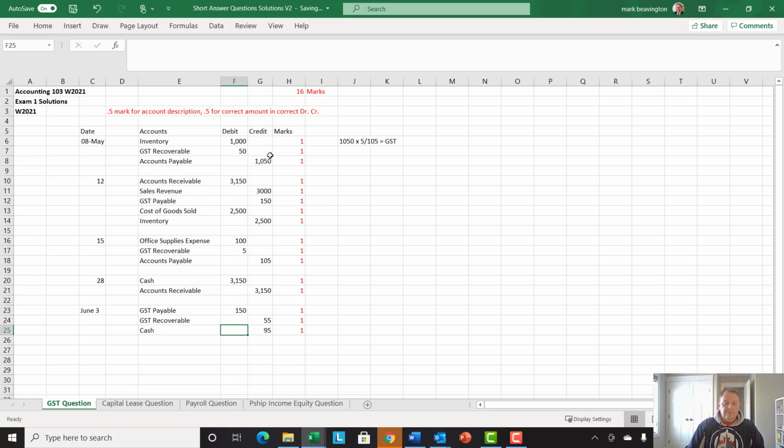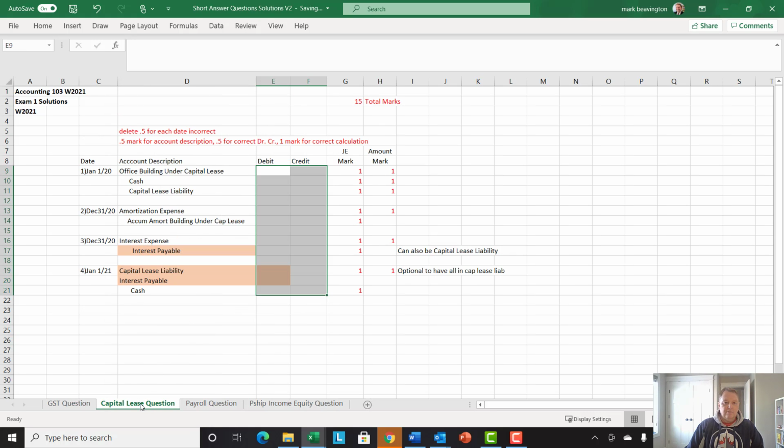And if you got 16 marks, you got all of these marks here. Oftentimes I had to try and figure out where you're getting your GST payable number from. But generally speaking, if I could follow it here, I gave you the mark here as well. All right, so that's the GST question.